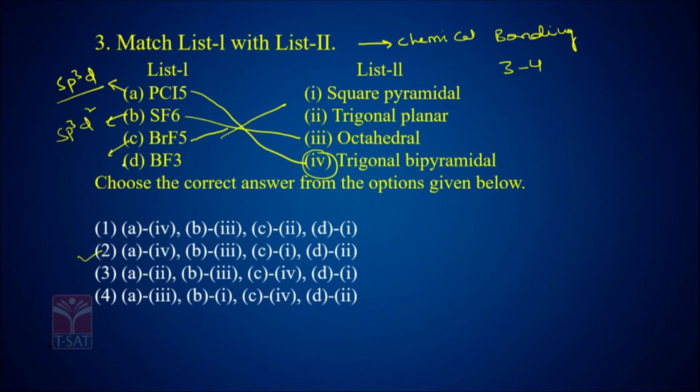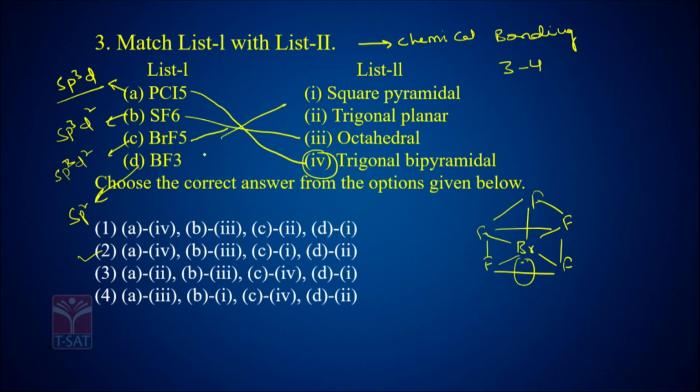BrF5 is actually what hybridization? It has 5 bond pairs and 1 lone pair, 6 in total. That's why it is sp3d2 hybridization with 1 lone pair, and it looks like this: Br with F atoms in a square, and one more F here. It is a pyramid shape, and this is the lone pair. sp3d2 with 0 lone pairs is octahedral. sp3d2 with 1 lone pair is square pyramidal. And BF3 is sp2 hybridization, which means trigonal planar. So option 2 is correct. Very, very important: hybridization, structures, geometry.